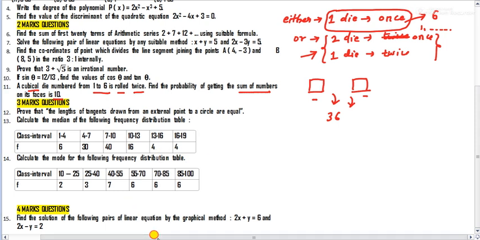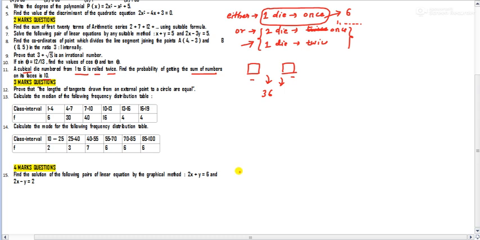Yes, are you getting this? This is very important. Based on whether the dice is rolled once or twice, you have to answer this question. If it is only once, the total outcome is 6, but if it is twice, the total outcome is 36. So for that they have asked: find the probability of getting the sum on its face as 10.